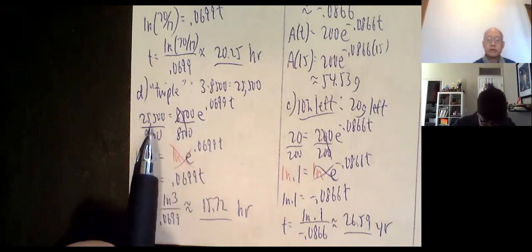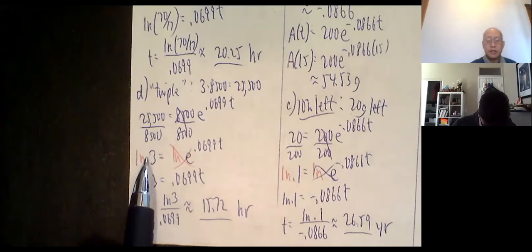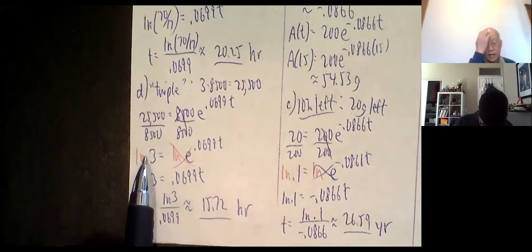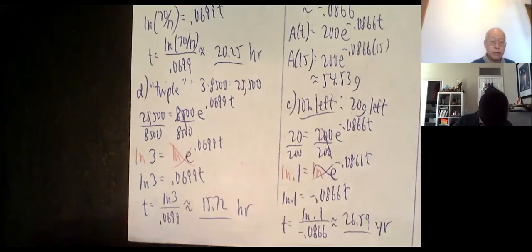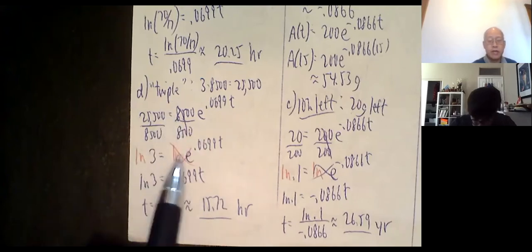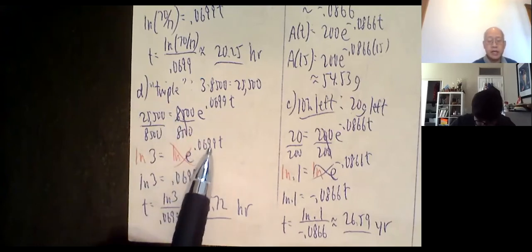Divide by 8,500. This side is 3. Hey, no big surprise, right? That's how we first got it. We got it by multiplying this thing by 3. So 3 equals e to the 0.0699 t.